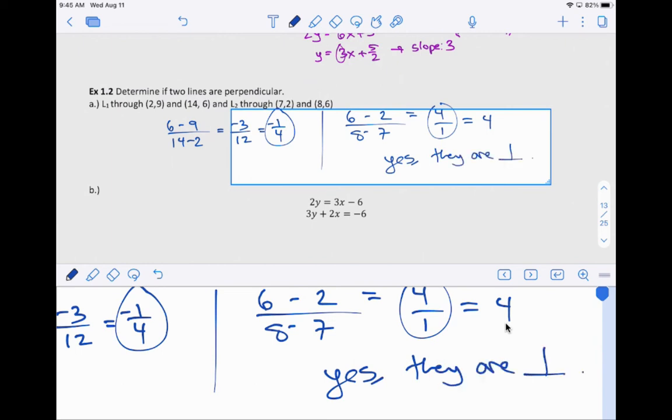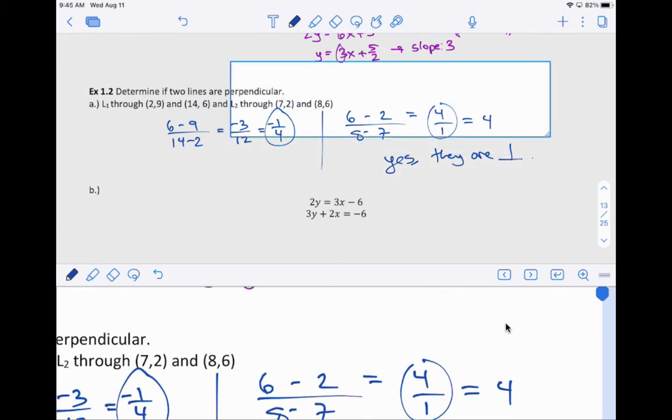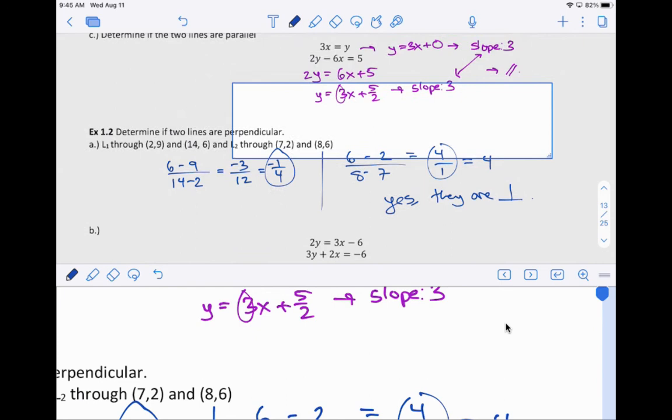But even if they were reciprocal fractions, that's not enough. They also have to be negative as well. They have to be opposite. One has to be negative, one has to be positive. If the original one was positive, the second one would have to be negative in order to be perpendicular.